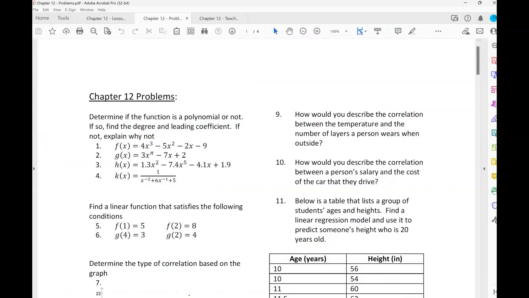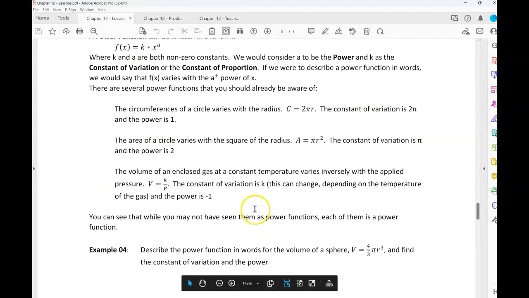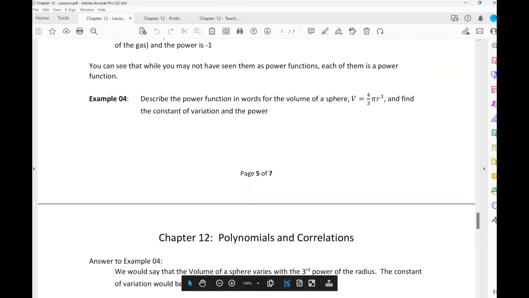Let's see. We got an example here next. I keep pressing the wrong button. Yeah, there we go.